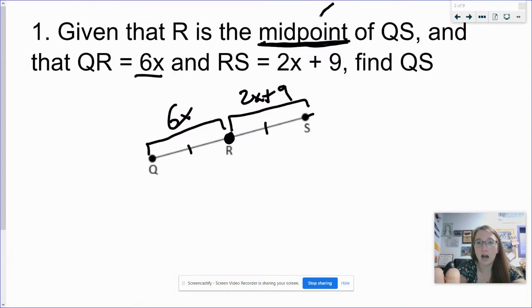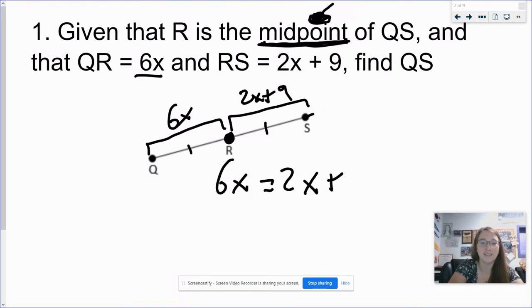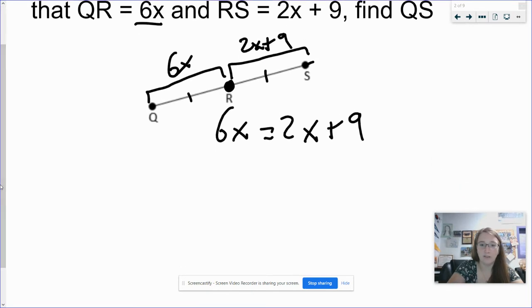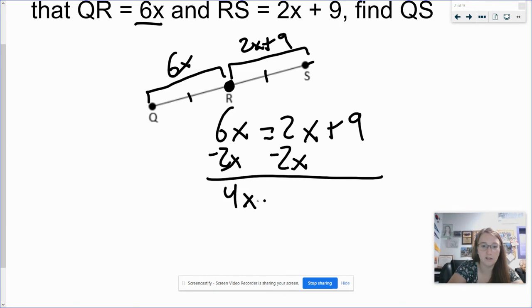And again, because of the word midpoint, I cannot emphasize that enough, that's why we know these two pieces are equal, because R is in the middle, and so it has to be the same on each side. If I'm in the middle, I'm the same distance to this side as I am to that side. So if we see midpoint, you are going to take the two pieces they give you and set them equal to each other because they are equal. Once we do that, we've got to solve. We just have to be careful how we do this. I'm going to subtract the 2x over. We get 4x equals 9.